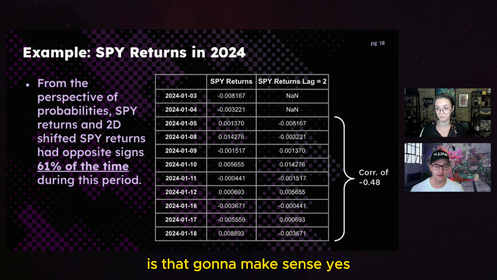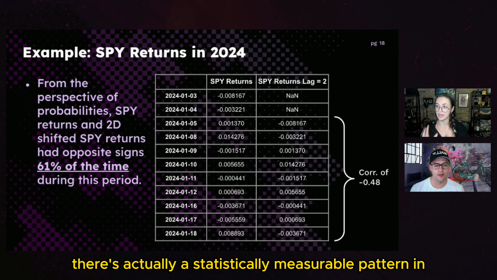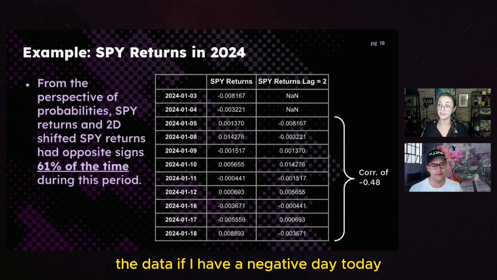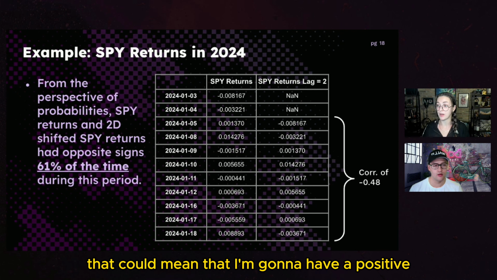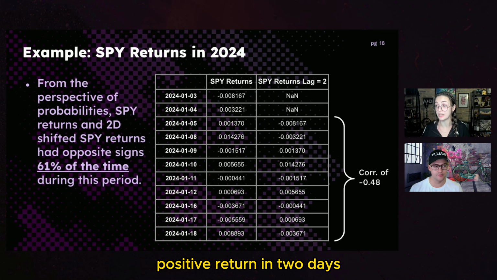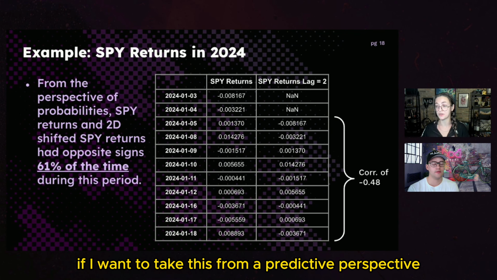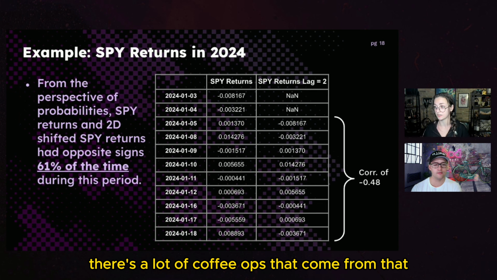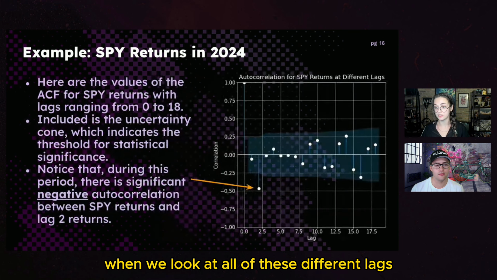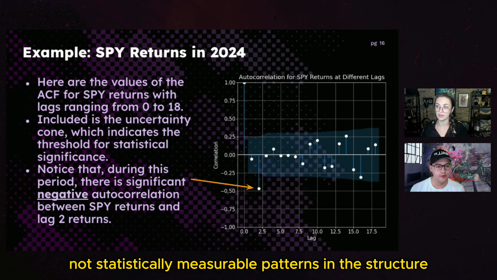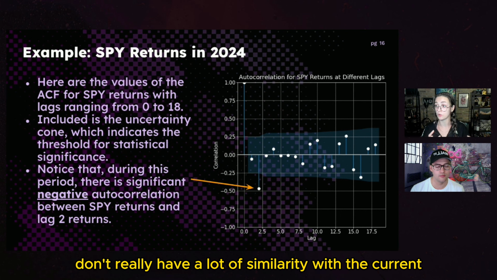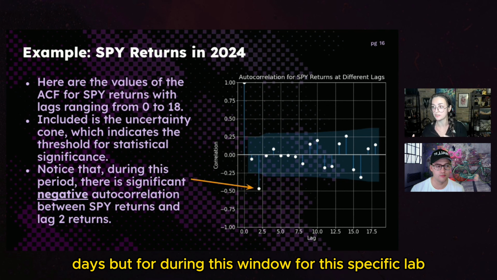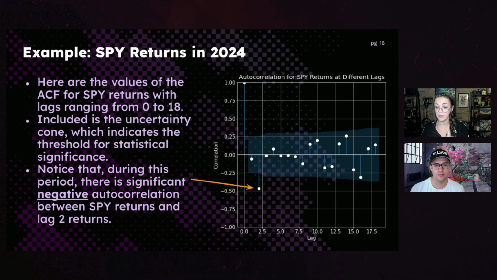Does that kind of make sense? Yes. So what this means is that there's actually a statistically measurable pattern in the data. If I have a negative day today, that could mean that I'm going to have a positive return in 2 days, if I want to take this from a predictive perspective, but obviously there's a lot of caveats that come from that. When we look at all of these different lags, we can see that there's usually not statistically measurable patterns in the structure. So the past days don't really have a lot of similarity with the current days. But during this window, for this specific lag, I can see a pattern.